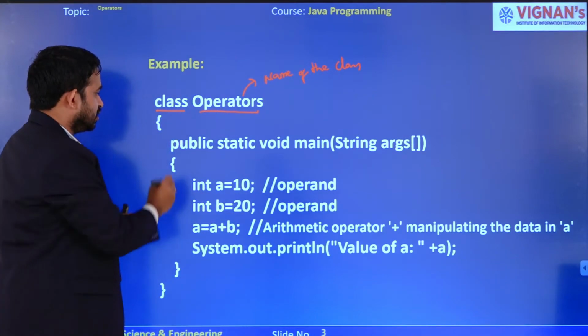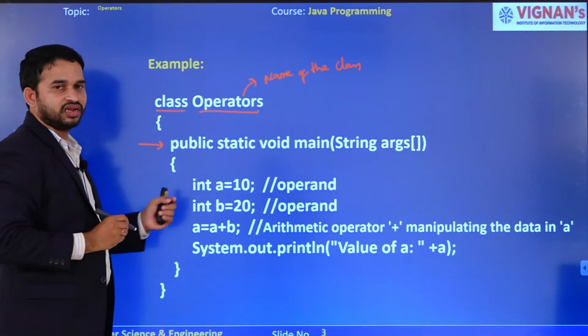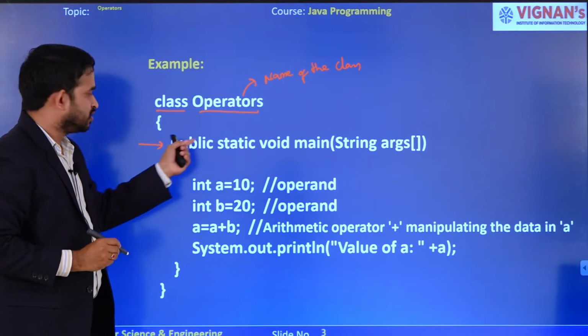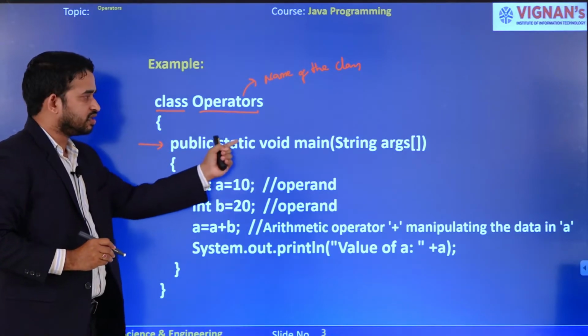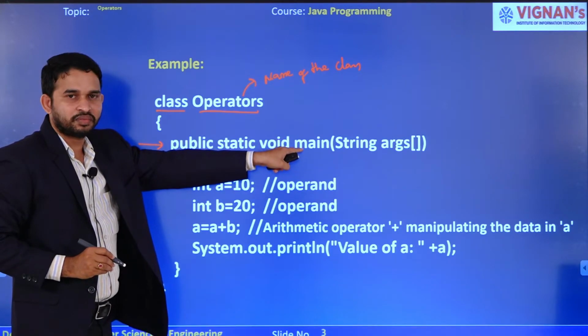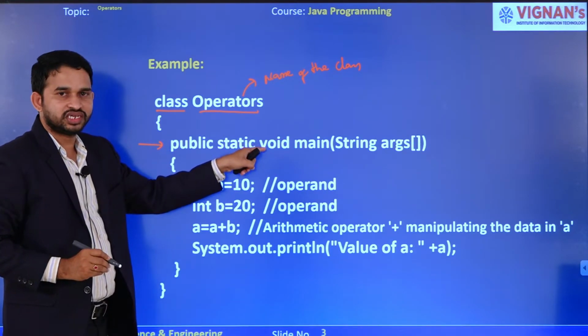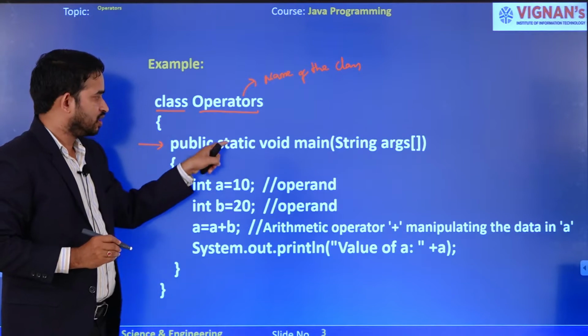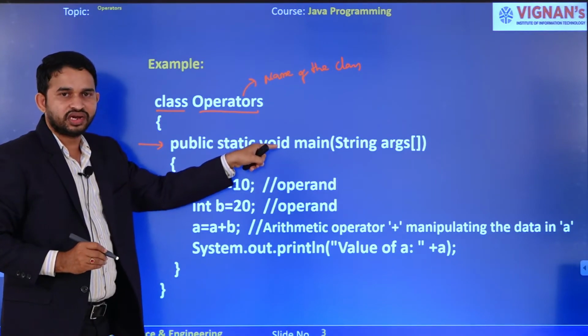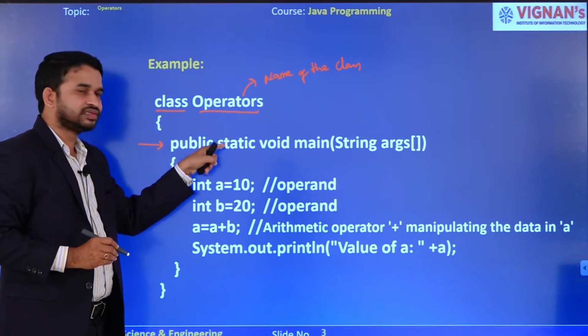What is the next one here? This is the general main statement, generally used in our Java programming. So what is the statement here? Public static void main. Main is the starting point of any program. Void means it doesn't expect any return value. Static means for our main method no need to create an object. That is the reason we are declaring it as static.